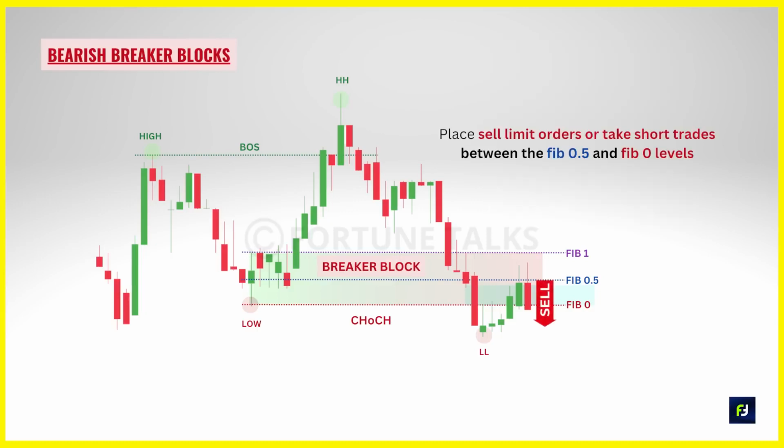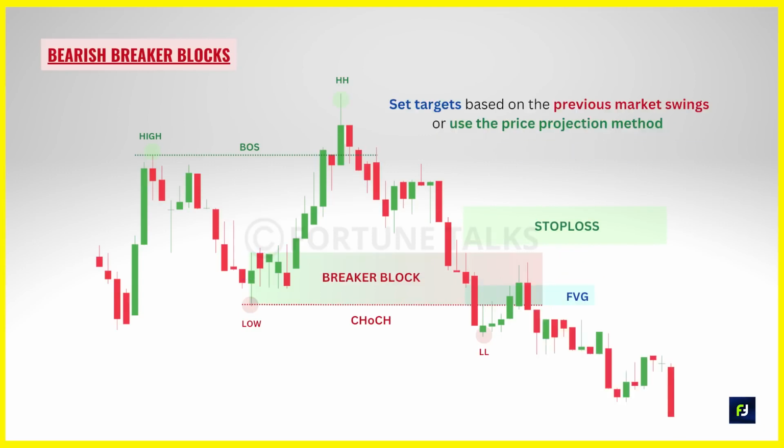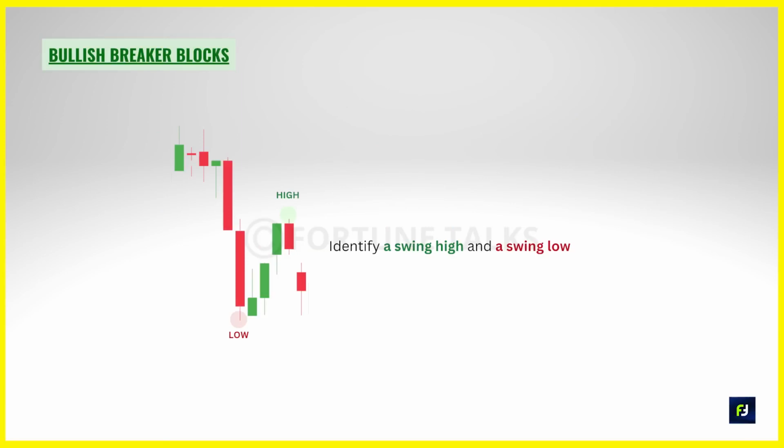You can look to place sell limit orders or take short trades between the Fib 0.5 and Fib 0 levels. You can set your stop loss above the breaker block or above the Fib 1 level. You can set your targets based on the previous market swings, or you can even use the price projection method for setting the take profits. We will talk about breaker block trading strategies in the second season of the SMC course. Anyways, let's now learn about bullish breaker blocks.